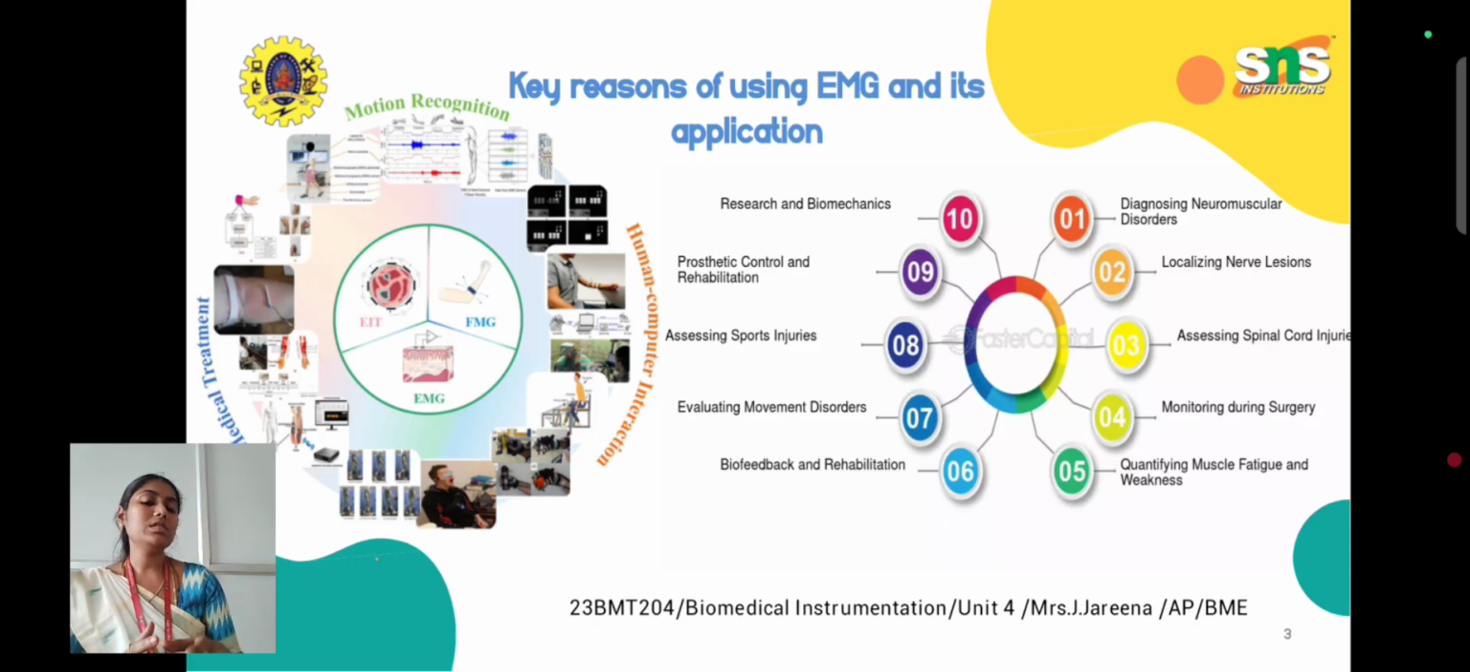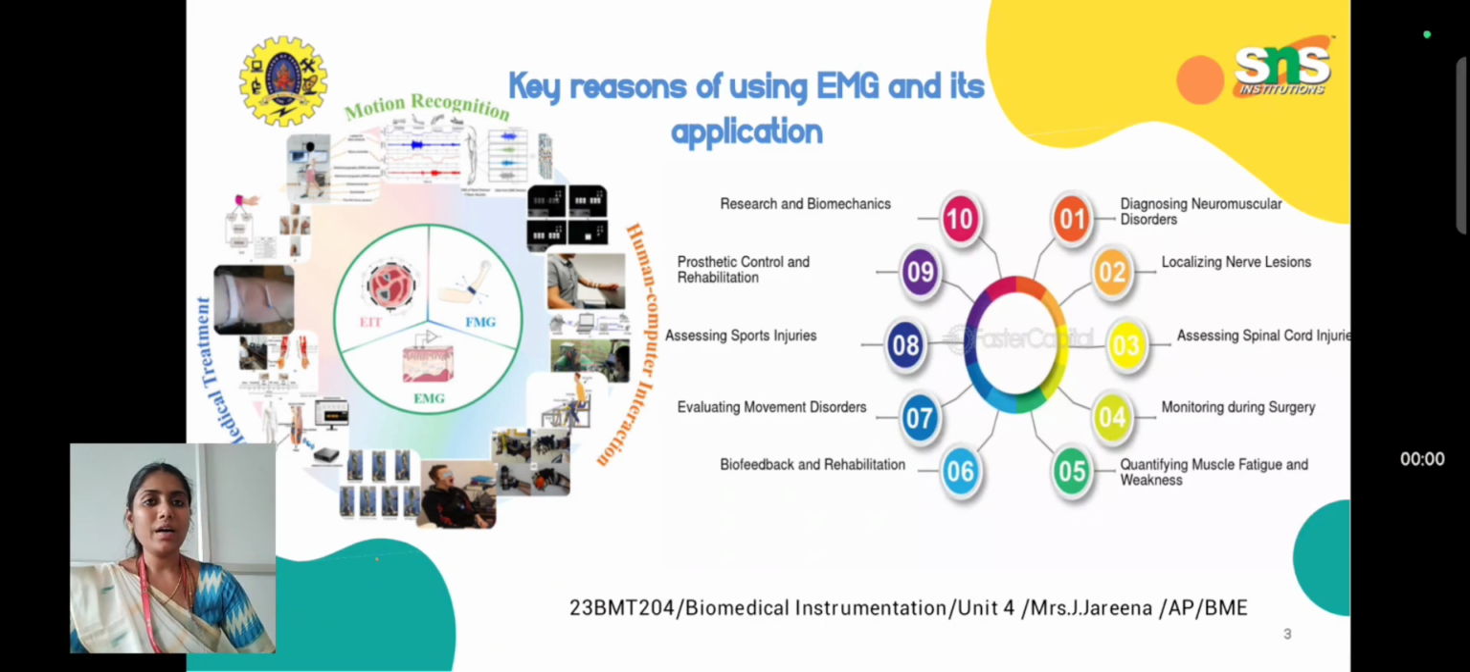And not only this, in the area of research and biomechanics, EMG plays a very big role in building many kinds of assist devices, prosthetic hands, and supporting people who have problems with nerves or muscles. So this is why EMG is so important, and its applications.